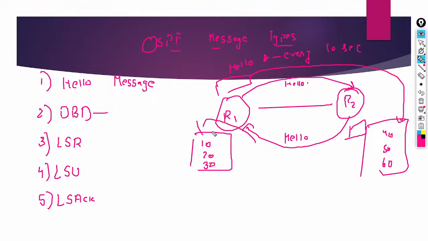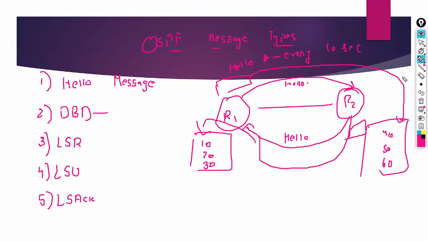They will check their routing table. Is the summary present in my routing table? If you see right now, are 10, 20, 30 present in the R2 routing table? No, they are not present. And similarly, 40, 50, 60 are also not present in the R1 routing table. So then what will they do? First of all, R1 has sent this DBD message to R2 and R2 has checked. R2 found that the information included in the summary is not present in its routing table. Then what is R2 going to do?